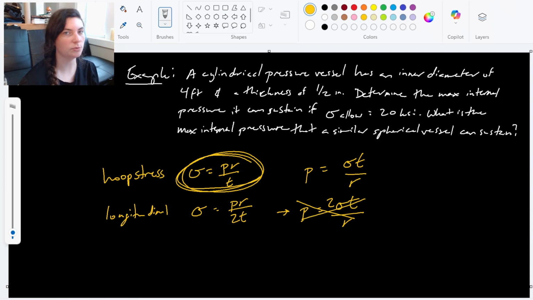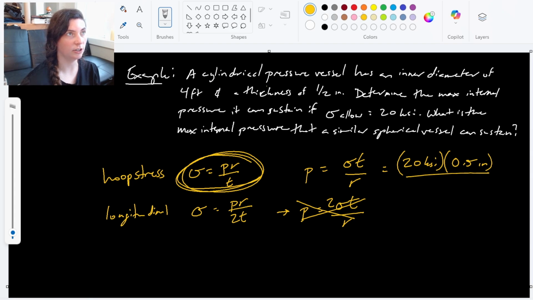We already know maximum internal pressure is going to be determined by this equation. So we've rearranged it to solve for pressure, and we'll just input everything that they gave us. They gave us the allowable stress of 20 ksi, so 20 ksi times the wall thickness, which was 1/2 inch, over the radius, and that's the inner radius of our vessel. They gave us an inner diameter of 4 feet, so that would make our radius 2 feet, or 24 inches. 24 inches is what I'll put in there.